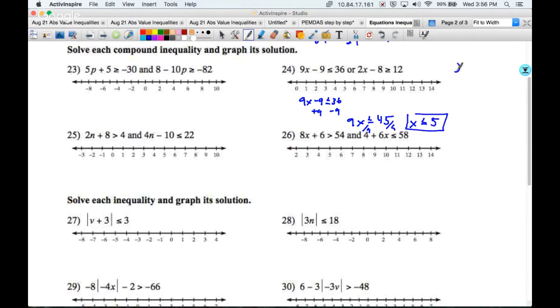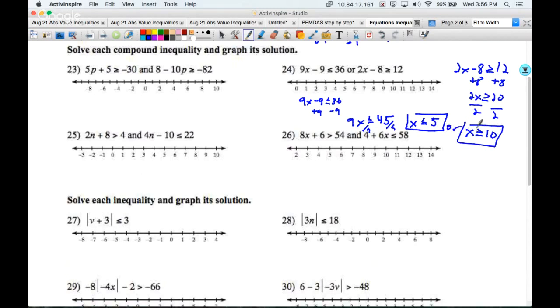Over on this side, 2x - 8 greater than or equal to 12. Add 8 to both sides. 2x greater than or equal to 20. Divide both sides by 2. x is greater than or equal to 10.